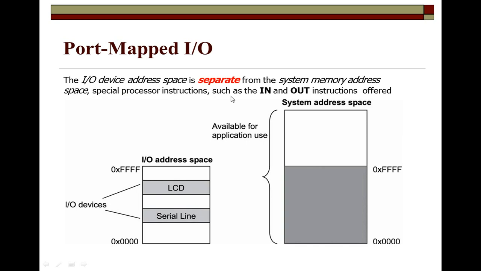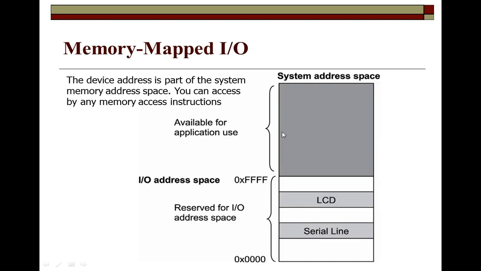So the input output device address space is separate from the system memory address. For this system address, the input output data memory is different, but it is not the same case over here, where it is together in this input output address. From the system memory address space, special purpose instructions such as in and out instructions are offered. So whenever you need to access the input address or the output address, you need to give instructions such as in and out. This is how the port mapping is done.